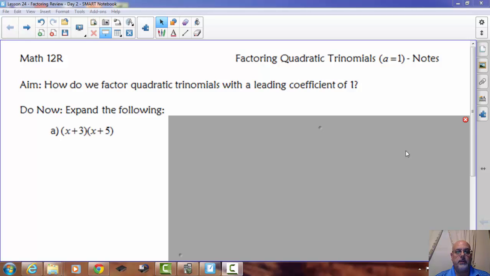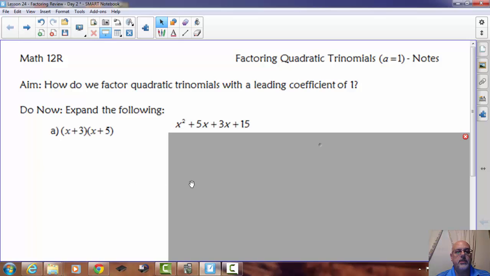So today we're going to look at factoring some trinomials and the difference of two perfect squares. To get started, let's take a look at what I have on the screen here. Multiply out x plus 3 times x plus 5. So remember the distributive property.